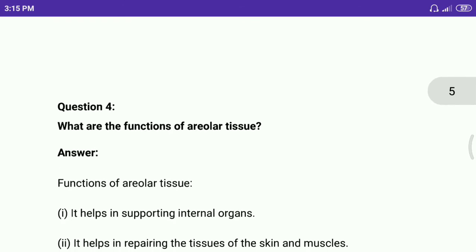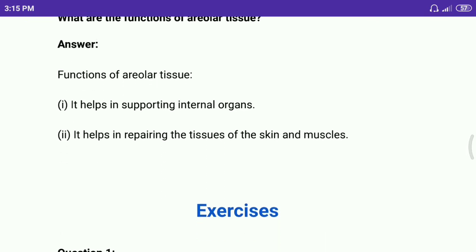Fourth question: what are the functions of areolar tissue? The functions of areolar tissue: first, it helps support internal organs. Second, it helps in repairing the tissues of the skin and muscles.